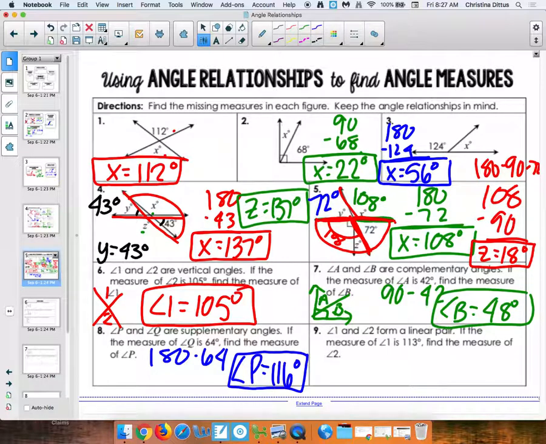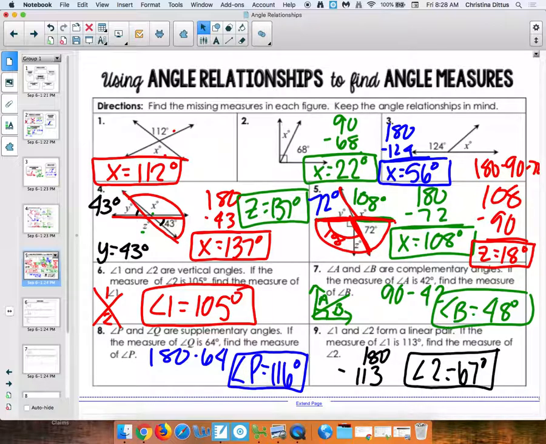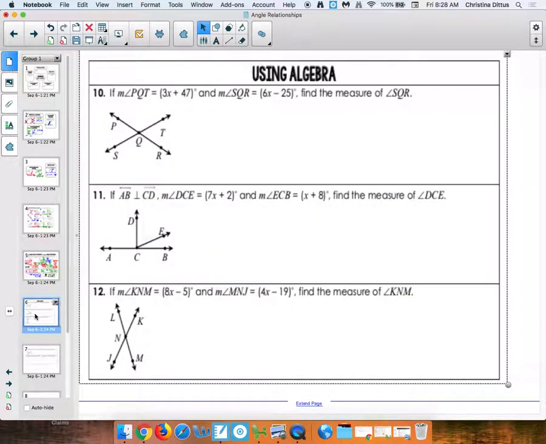Angle 1 and angle 2 form a linear pair. What does it mean to form a linear pair? They're 180, also next to each other. If angle 1 is 113, how do I find angle 2? 180 minus 113. Good. How much is angle 2? 67. Good. Okay. Questions there? None? Alright.